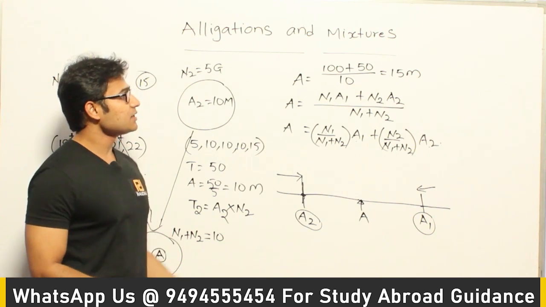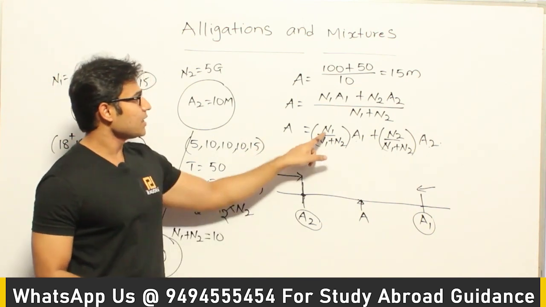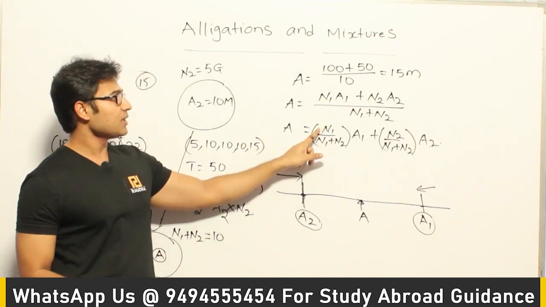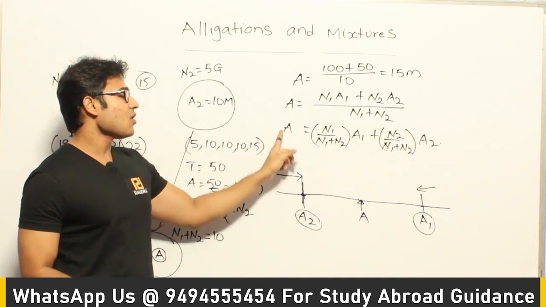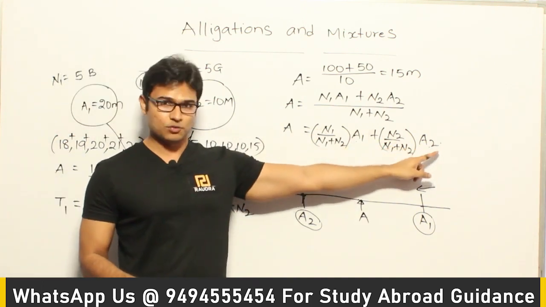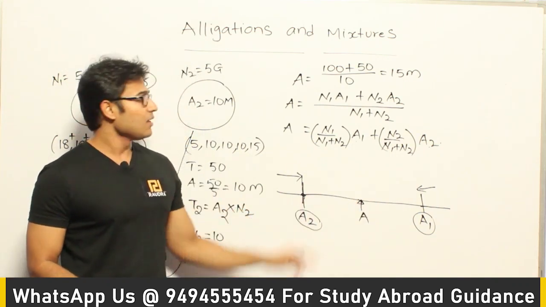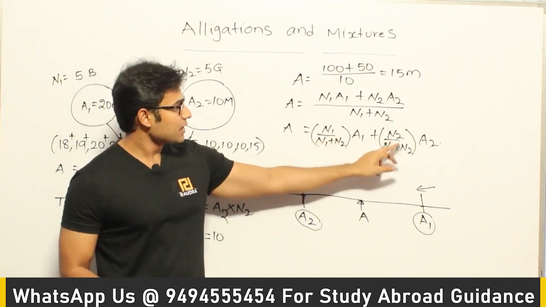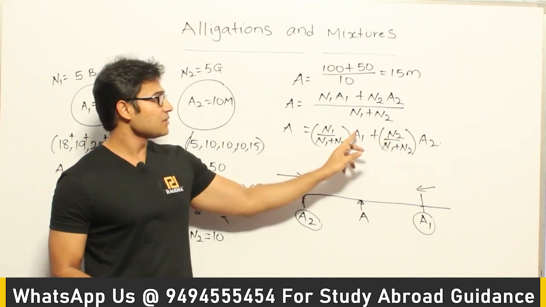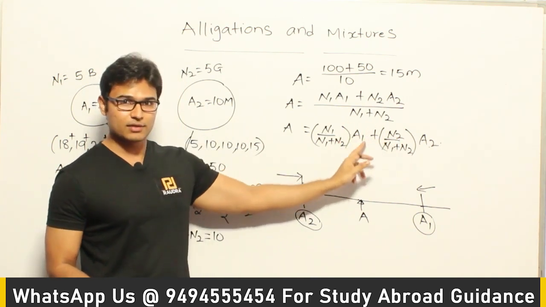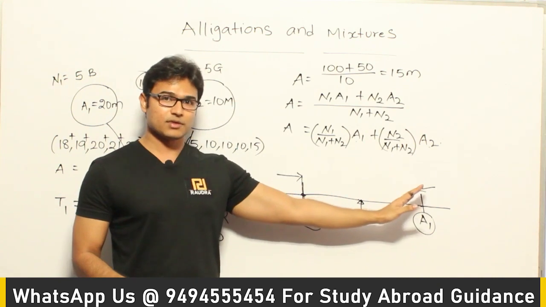So if you want to see this, you just make n1 as 0. If you make n1 as 0, then what does it mean? All the items are of type a2. Then your average will go completely towards a2, right? If you make n2 as, let's say, 0, then all the items will be of type a1. Then your average is going to go towards a1.